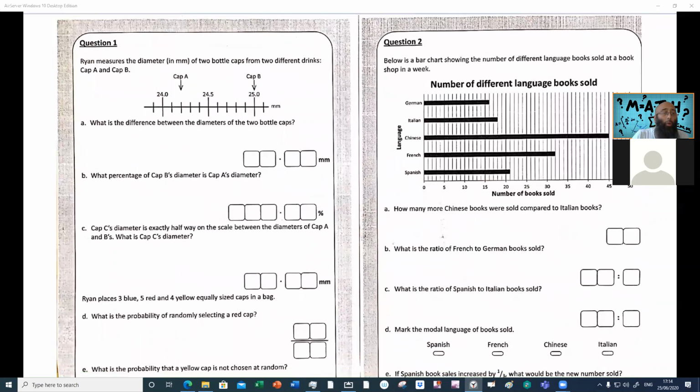Okay, question number 1. Ryan measures the diameter in millimeters of 2 bottle caps from 2 different rings, cap A and cap B. What is the difference between the diameters of the 2 bottle caps? Quickly, Mr. Idris, unmute and join me please on this question.